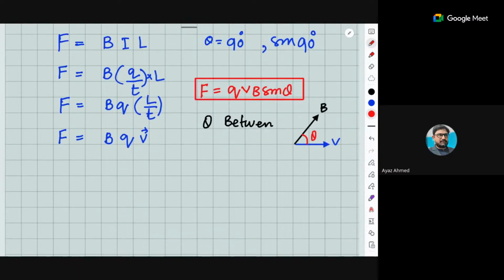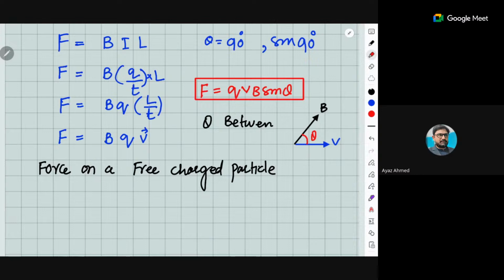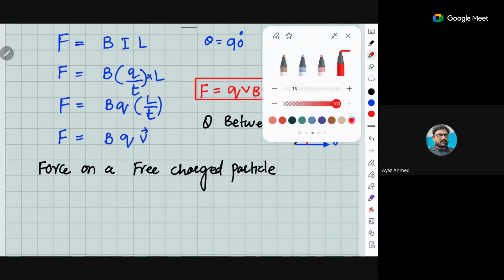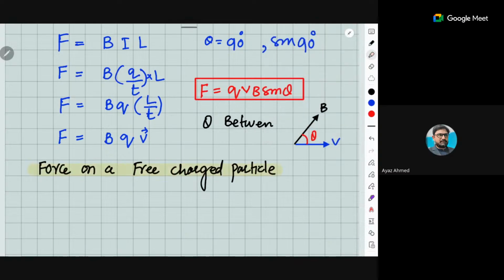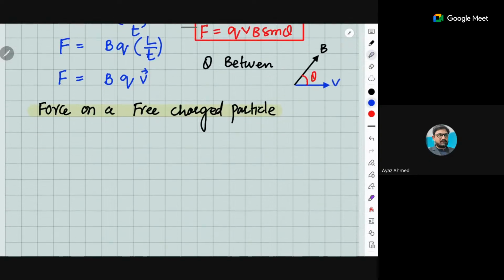But now moving forward, I have to calculate the force on a free charged particle. That was not a free charged particle. That particle was in the wire. So the force on a free charged particle, how to find that force? If I simply consider a particle, that force will be applied in such a way that the particle will start moving in a circular path, right? So I will just write a short note here.